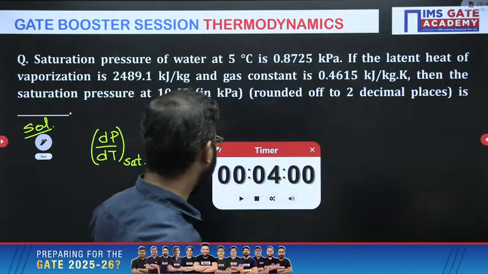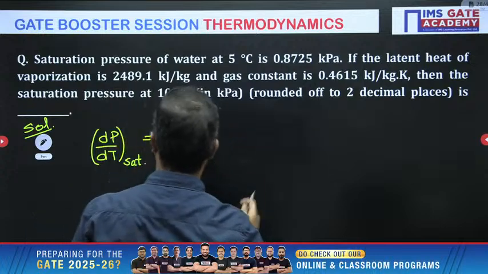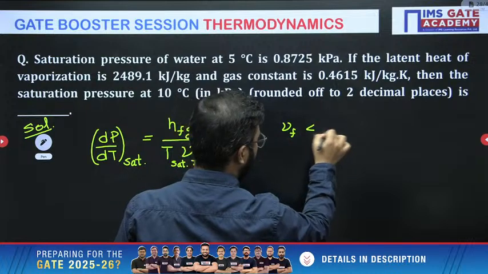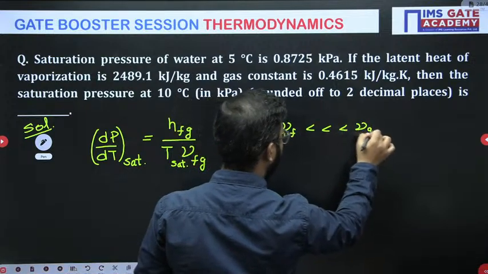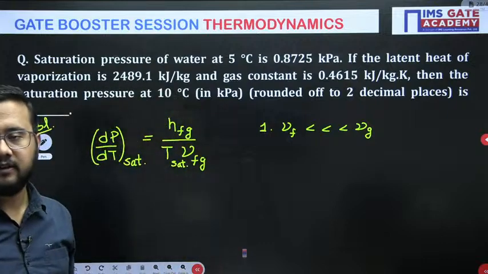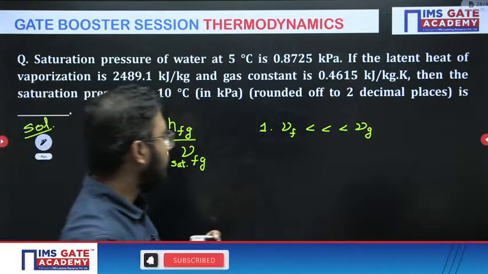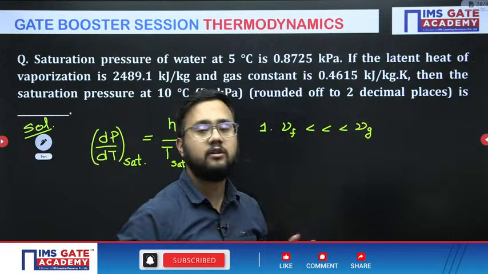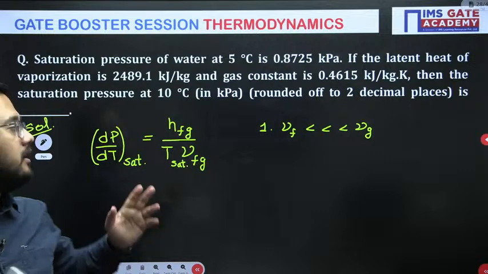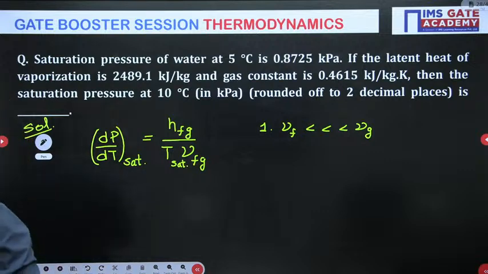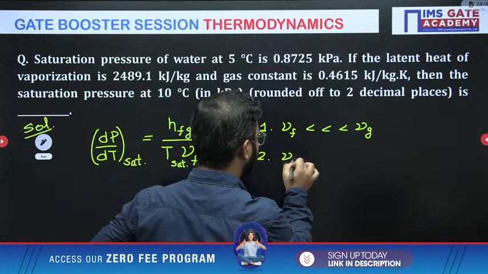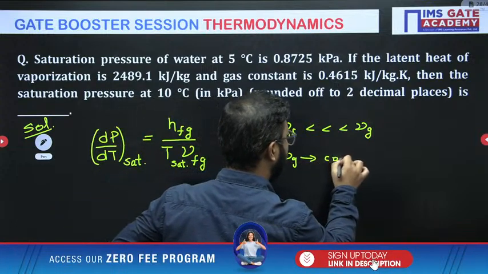Now see how we will use this relation. See, first of all, if I talk about VF volume, it is much smaller compared to volume of VG, right? That is the first point we need to understand. Volume of the saturated liquid compared to saturated vapor, if you compare, saturated vapor will be having much higher volume compared to saturated liquid. That's why we are writing like this. Second thing, that saturated vapor considered as an ideal gas.